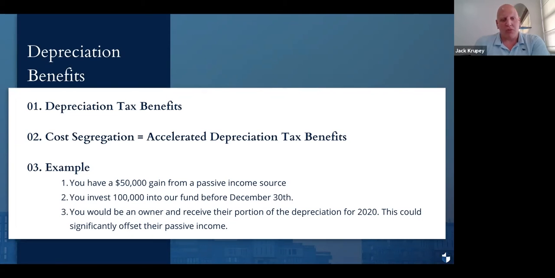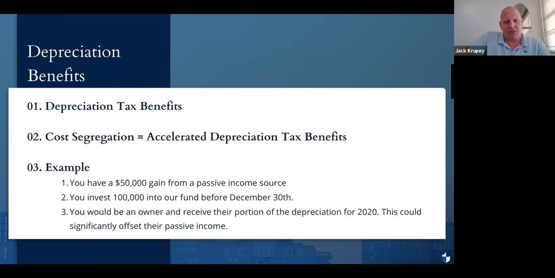But with real estate, even while you're earning a profit, you're generating paper losses, and that can be significant in the first few years. For example, all of the projects do cost segregation studies, but an example on one project in Atlanta, Georgia: for every $100,000 we invested, we're going to receive a $56,000 paper loss the first year.